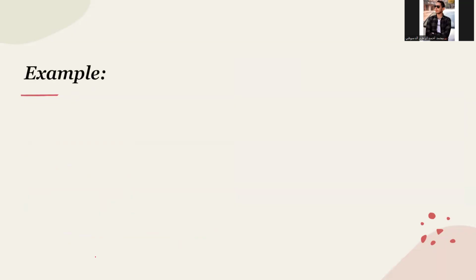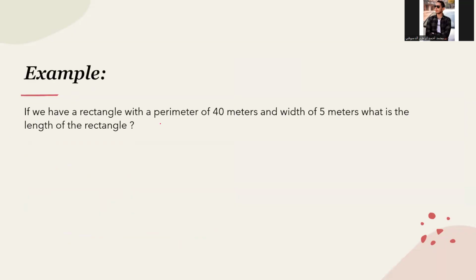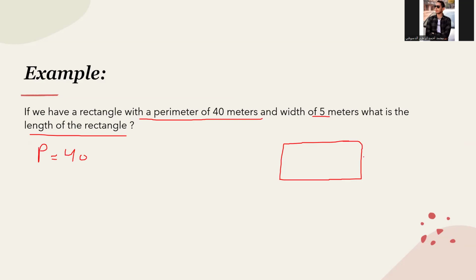Okay, another example. If we have a rectangle with a perimeter of 40 meters and a width of 5 meters, what is the length of the rectangle? So you have a rectangle, the perimeter is 40 and the width is 5, and you want to get the length. Let's use the same formula: the perimeter is 2 times (length plus width).